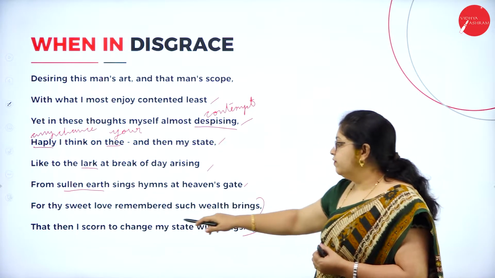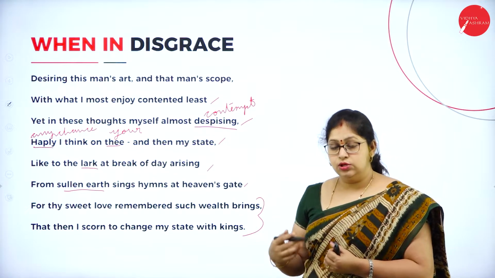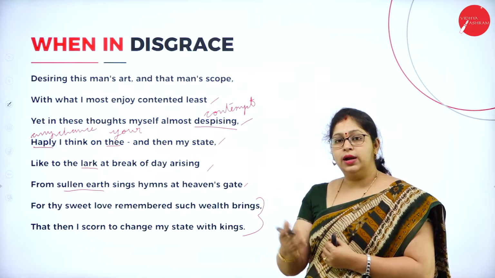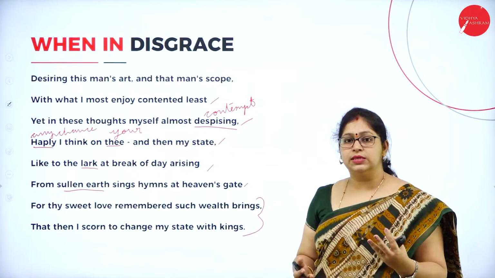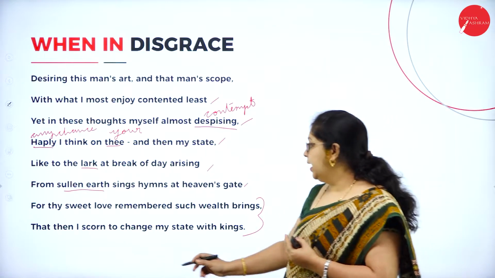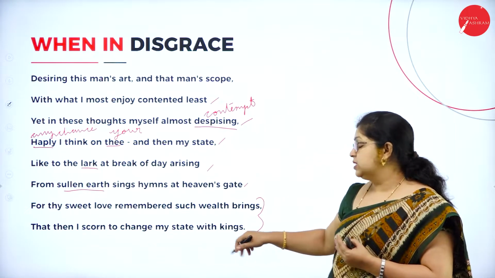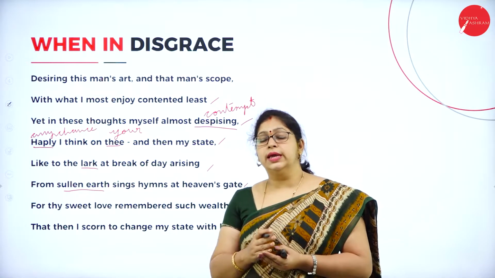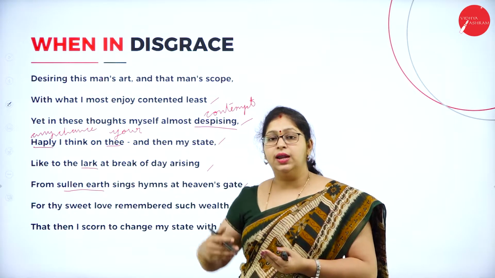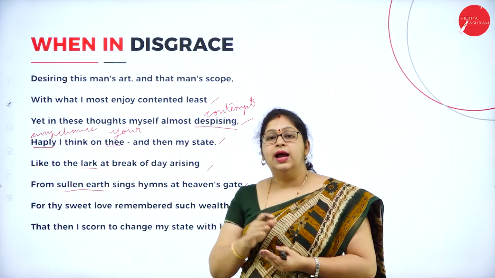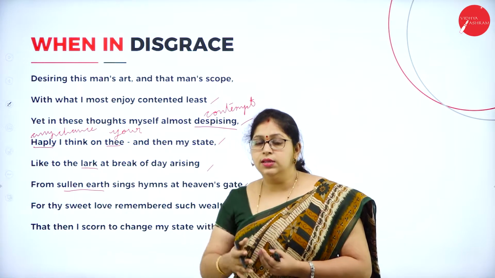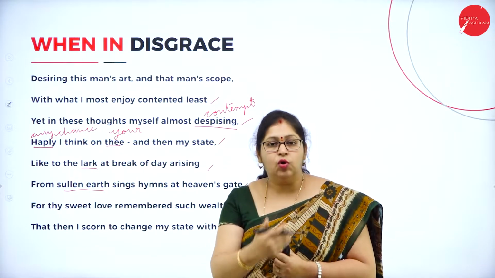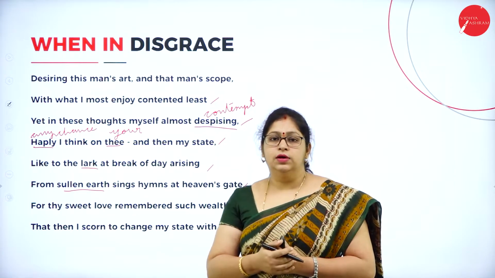For thy sweet love remembered such wealth brings. So here he is trying to tell that thinking about you, your love brings me so much happiness in life that I scorn to change my state with kings. Means I can drop thinking about being like a king. If I get your love, I'll be very much satisfied. I'll not even be greedy for the position of a king. So he wants love now.